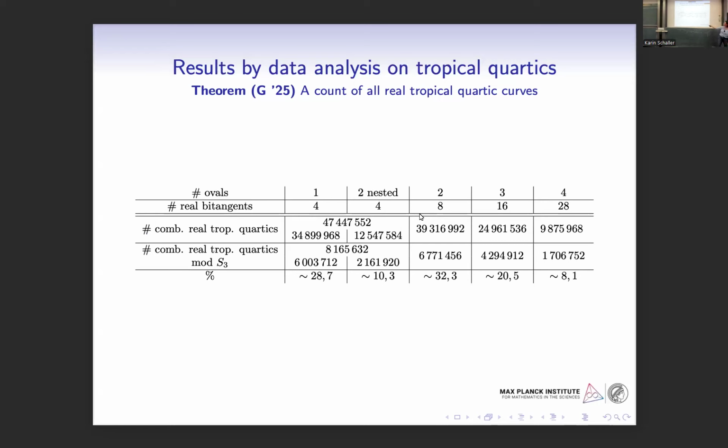And this line up here is if you don't take into account the S3 action, so then you get 7,422 unimodular triangulations times 2 to the power 14. So I did all the computations modulo S3, but you can always check the orbit size, and then you get these bigger numbers.